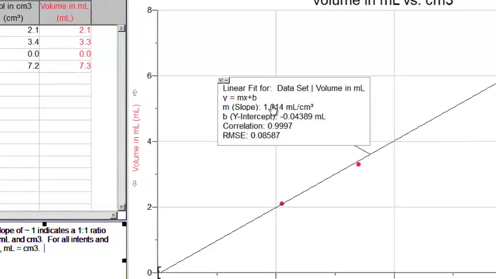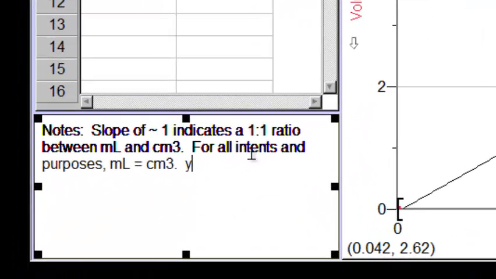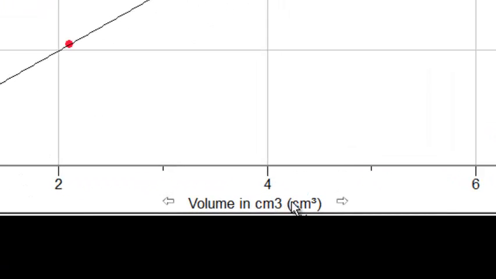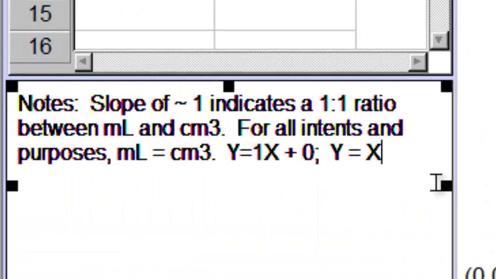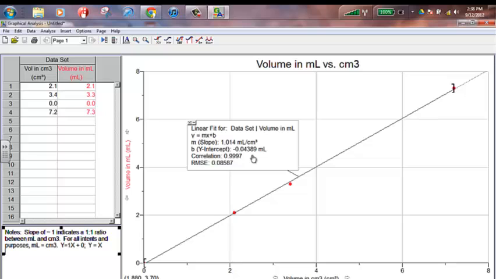Again, let's look at this. If my m is essentially 1 and my b is essentially 0, that means my function is y equals 1x plus 0, which is the same thing as y equals x. And since y means milliliters and x is cubic centimeters, what that means essentially is milliliters equals cubic centimeters because of this function, and that function is really defined right here with this information.